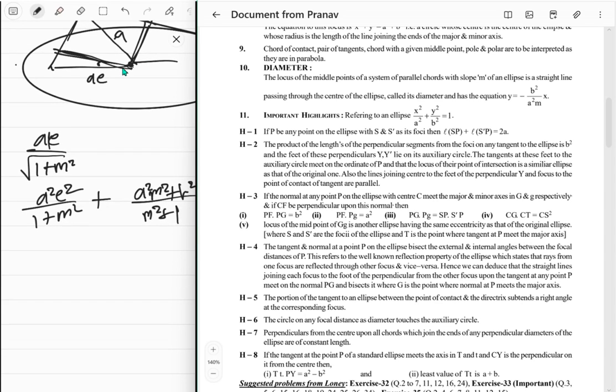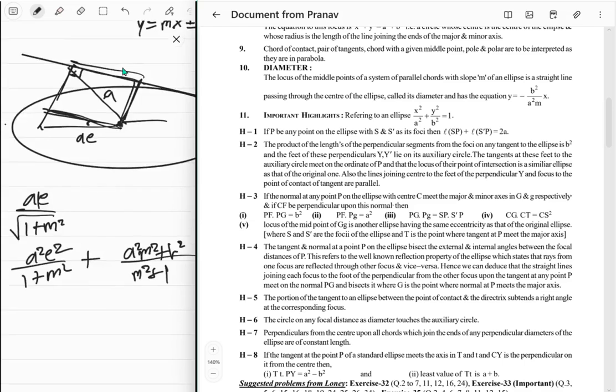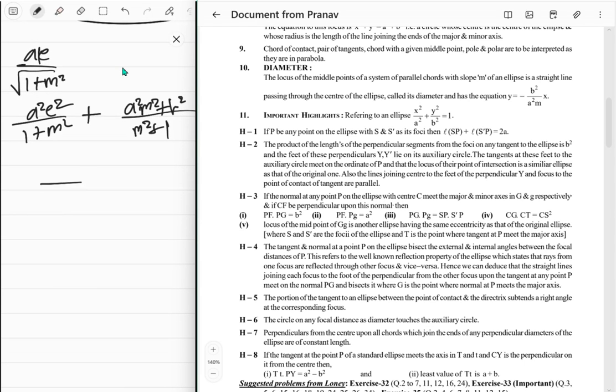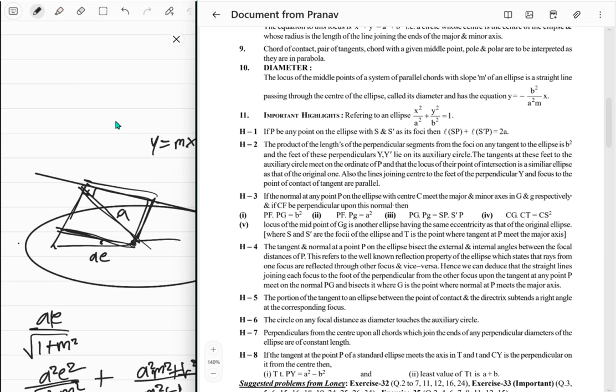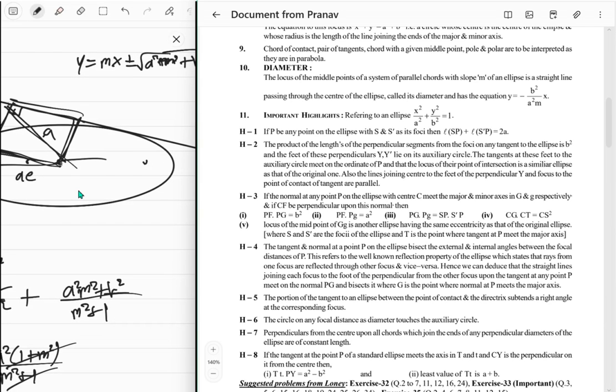So leg 1 squared plus leg 2 squared, which is, with m squared plus 1 common, a squared e squared plus b squared, but remember, that's going to be equal to a squared. So just a squared, and then you can take out the 1 plus m squared. And this still works, but it's not so beautiful. So yes, this is on the auxiliary circle. And then the other thing was proving that the product of these two is in fact equal to b squared. So I mean, do the same thing over here as well.